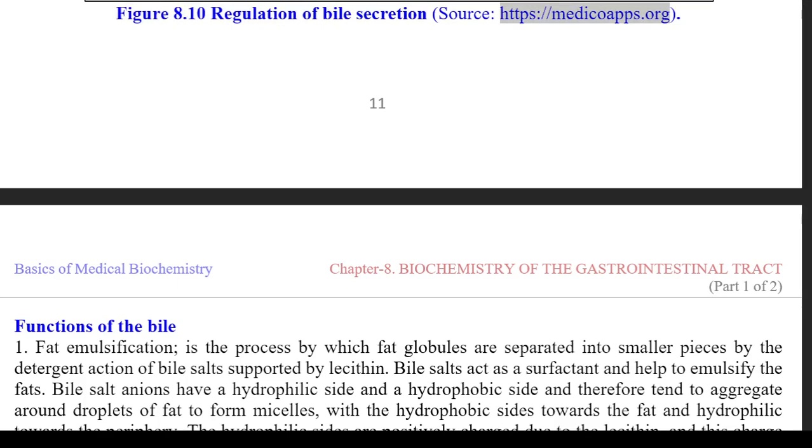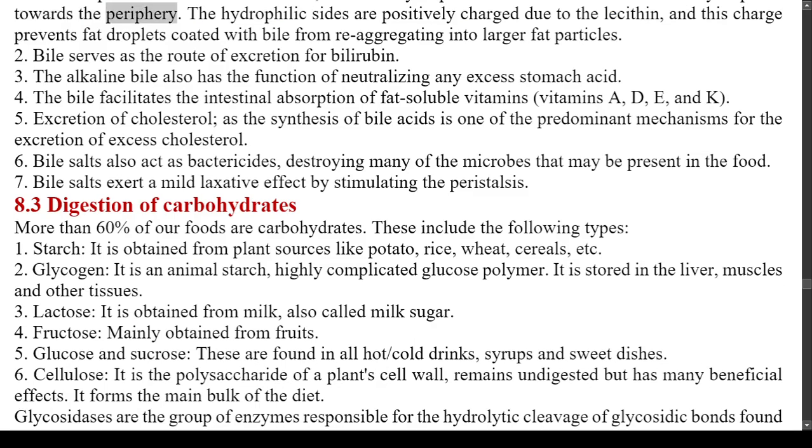Source: https://medicoapps.org. Functions of the bile. 1. Fat emulsification is the process by which fat globules are separated into smaller pieces by the detergent action of bile salts supported by lecithin. Bile salts act as a surfactant and help to emulsify the fats. Bile salt anions have a hydrophilic site and a hydrophobic site and therefore tend to aggregate around droplets of fat to form micelles, with the hydrophobic sites towards the fat and hydrophilic towards the periphery. The hydrophilic sites are positively charged due to the lecithin, and this charge prevents fat droplets coated with bile from reaggregating into larger fat particles.